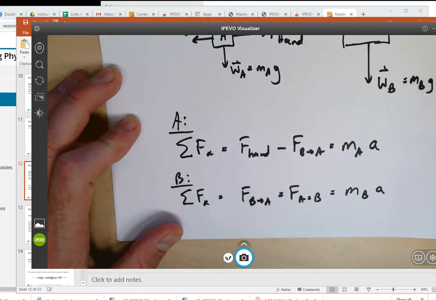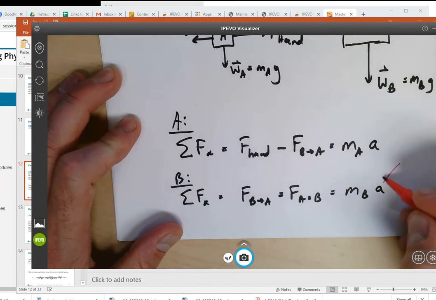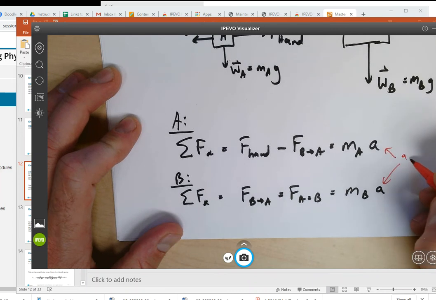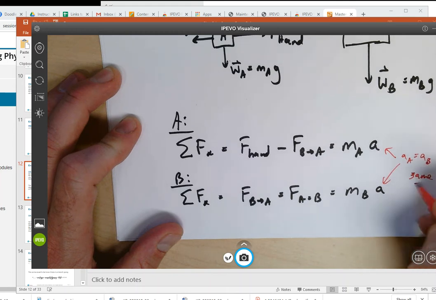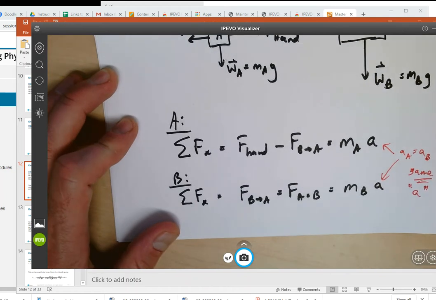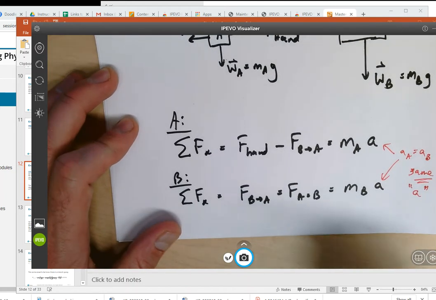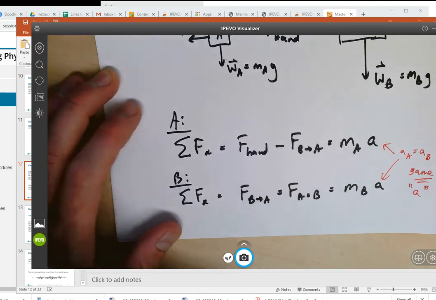So I'm just going to highlight that point here, that this and this, the acceleration of block A and the acceleration of block B, are the same. So we're just going to call them a. Okay, so that's why I called these a's the same. So now we're going to crank through a little bit of math here.